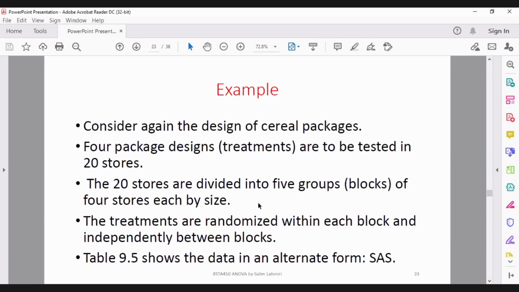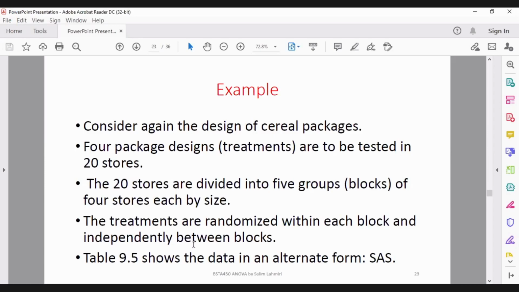This is an example when we consider the design of serial packages. 4 package designs, which are treatments, are to be tested in 20 stores. The 20 stores are divided into 5 groups or blocks of 4 stores each by size. The treatments are randomized within each block and independently between blocks.